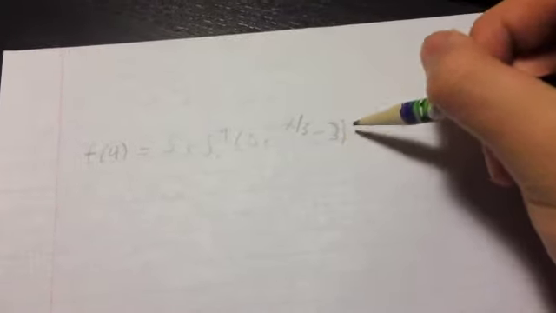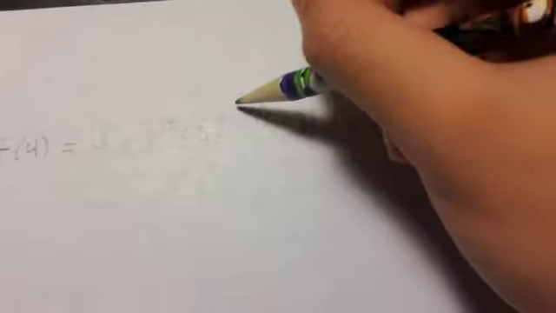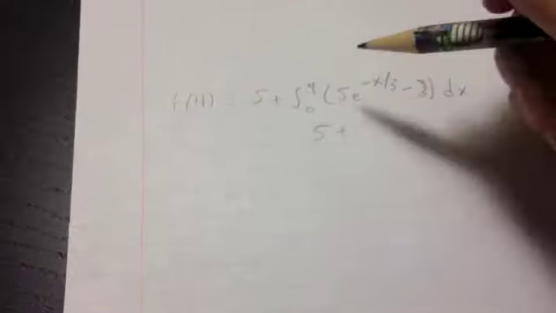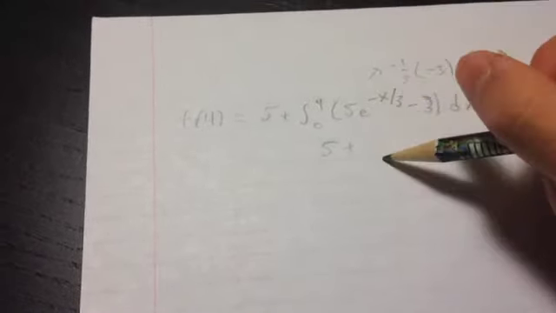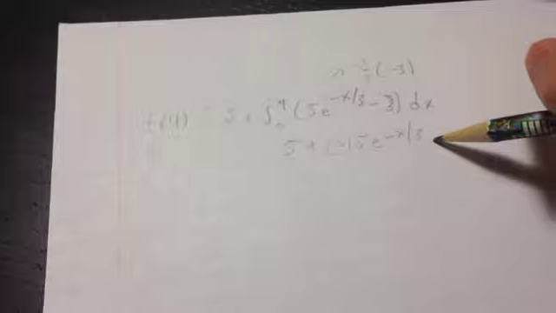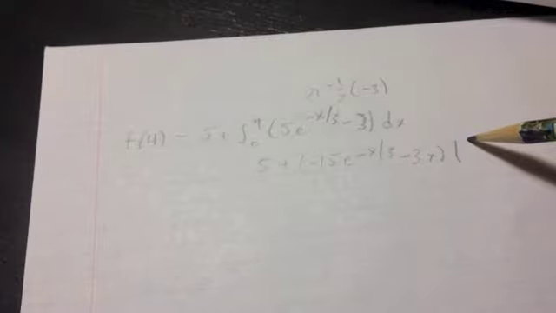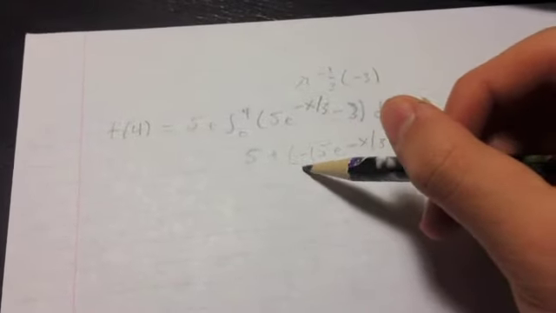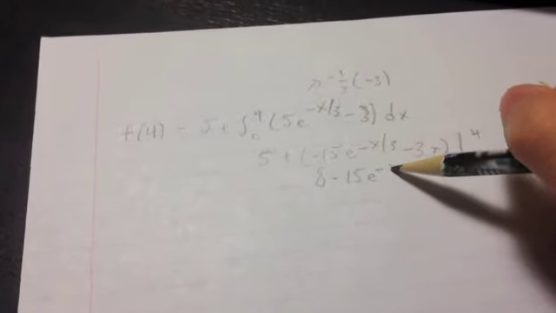And so we have to take the integral. So it's 5 plus the integral of 5e to the negative x over 3, as we require the u substitution. In order to make this antiderivative, because the derivative of negative x over 3 is negative 1/3, you'd multiply by negative 3 and you get negative 15e to the negative x over 3 minus 3x over the interval 0 to negative 4. And after substituting those numbers in, you'll get 8 minus 15e to the negative x over 3.